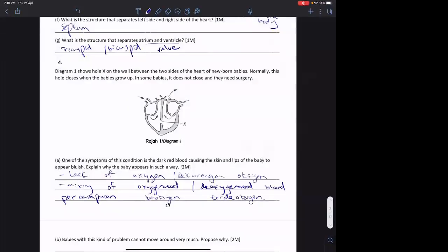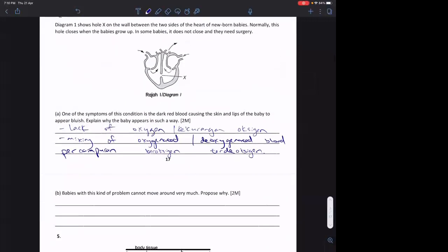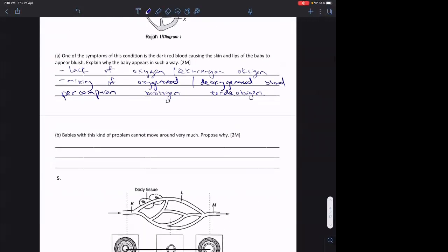All right, so that would be your question 4. Okay, so let's move on. All right, so next B, babies with this kind of problem cannot move around very much. Propose why. Okay, so why can't you move around very much?